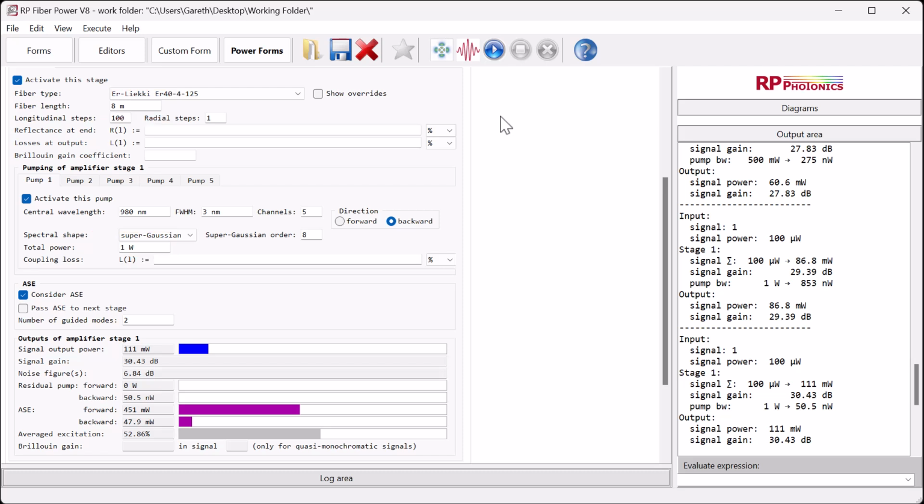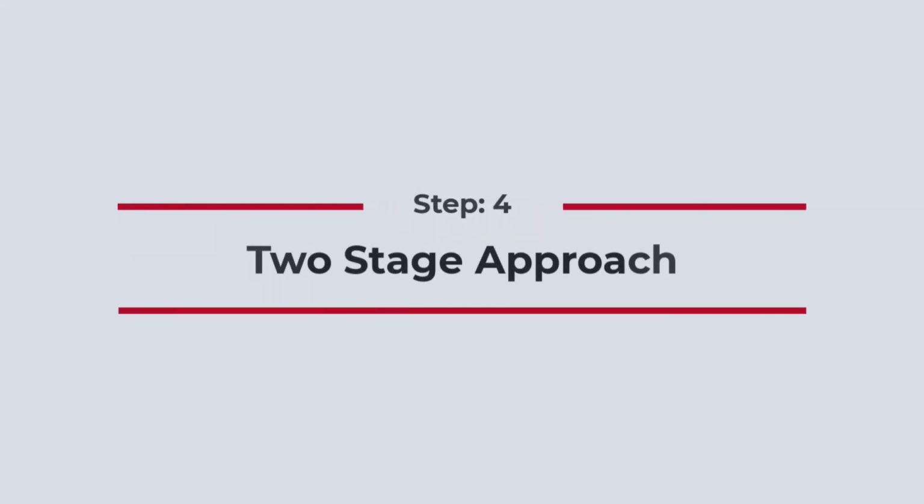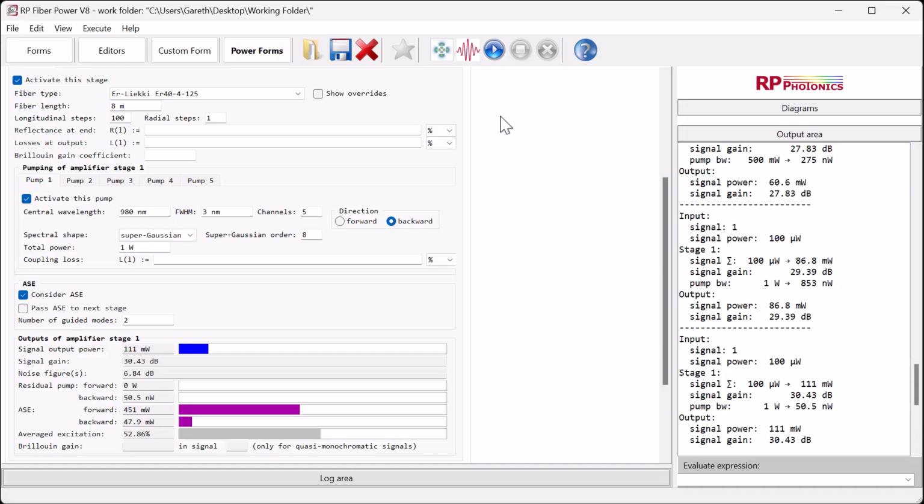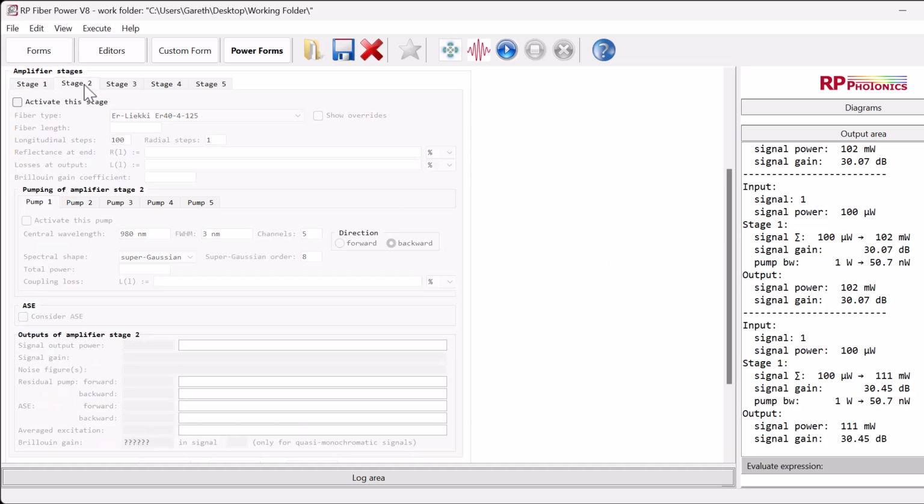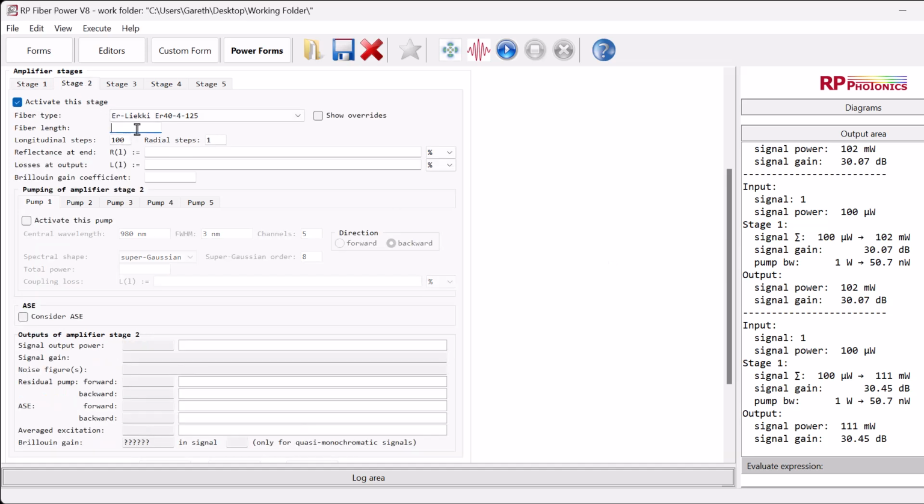This is highly inefficient, with around half of the pump power being converted into ASE rather than signal power. So even though we have a solution, it's quite unsatisfactory. Let's try something different. In the power form, we can easily add a second amplifier stage, and then add a bandpass filter between the stages in order to suppress the ASE.